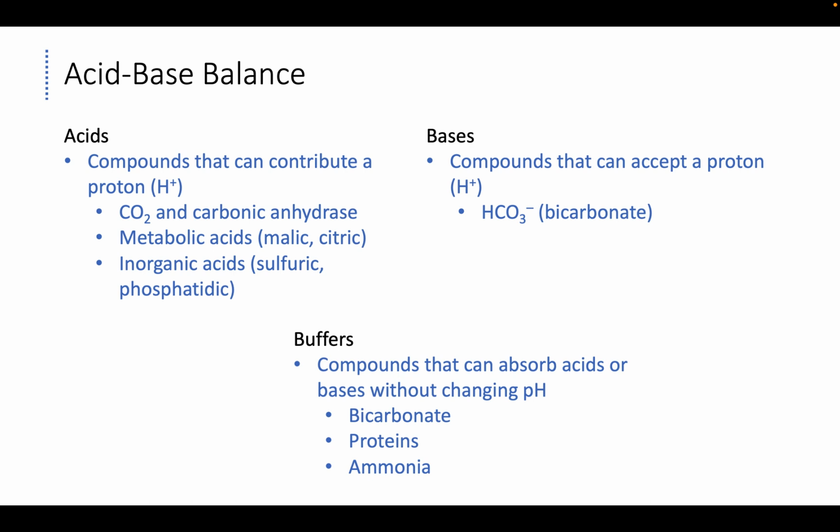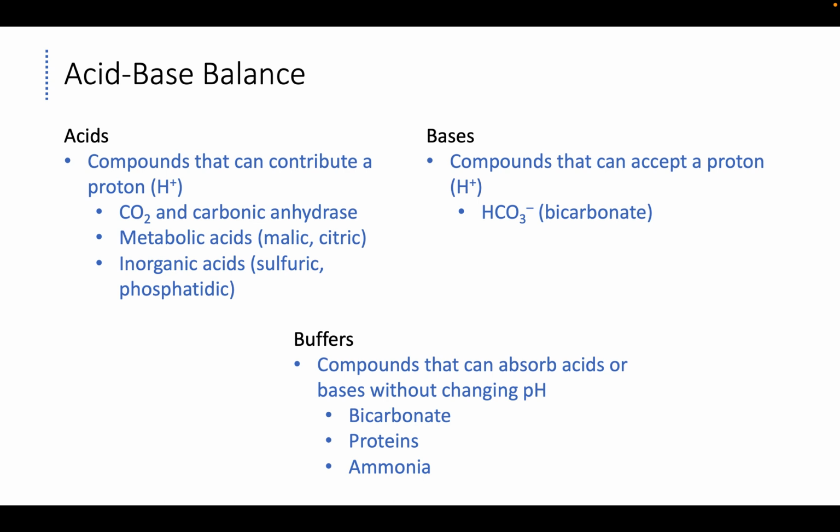Now, if you go on the flip side and you look at a base, the base is going to be something that accepts a proton, or in other words, takes a proton out of solution, right? So it's going to decrease the concentration of those. So this is something like bicarbonate, right? So bicarbonate can combine with protons to form something called carbonic acid, which is a weak acid compared to other types of acids. And this helps to increase the pH, which is decreasing the acidity level, right?